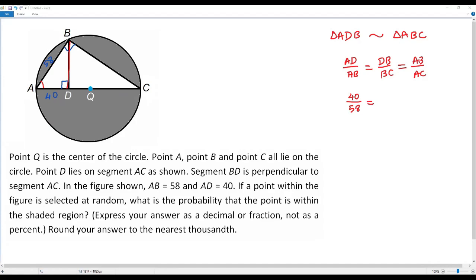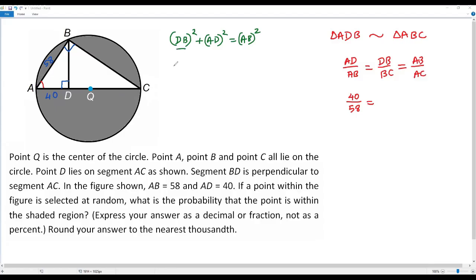Okay, now let me write the Pythagorean theorem in the smaller right triangle. That is DB squared plus AD squared equals AB squared. In this smaller right triangle, AB is the hypotenuse because it is opposite to the right angle. When I take the sum of the squares of the two legs, it must be equal to the square of the hypotenuse, that is AB squared.